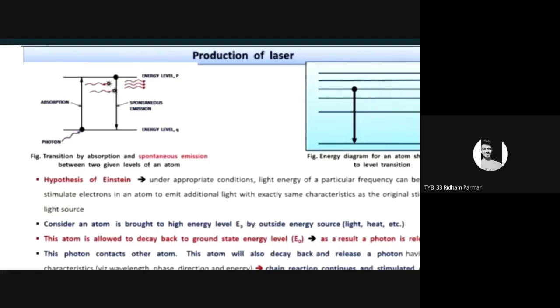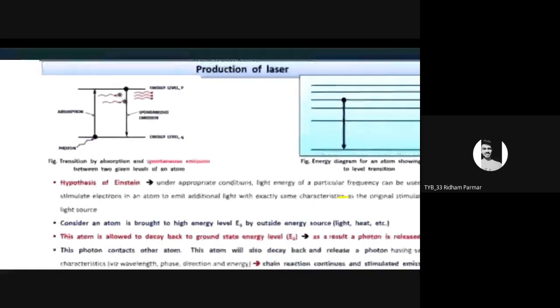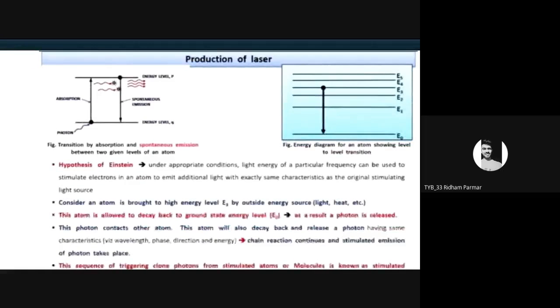As we know, the hypothesis of Einstein is one concept. Actually, whatever I am now explaining is a concept which we have learned in our engineering physics or in 11th or 12th standard physics. So firstly, I am going to explain how this laser is generated, or the production of the laser. Correct. So we are familiar with this concept, that is the hypothesis of Einstein.